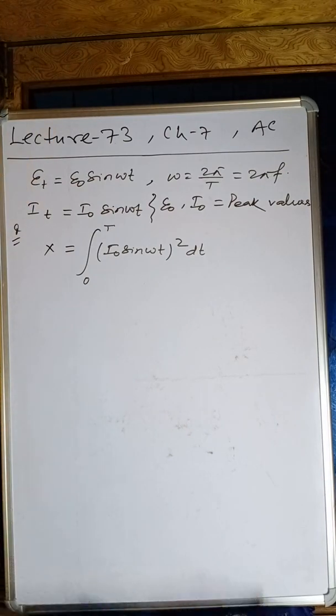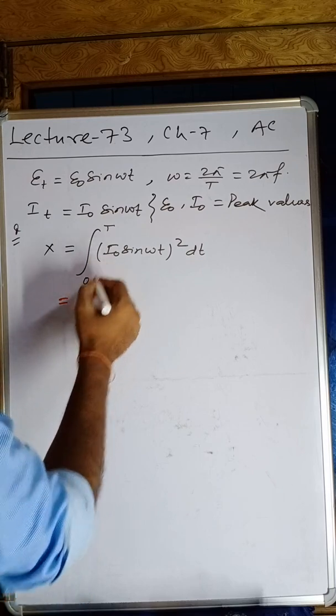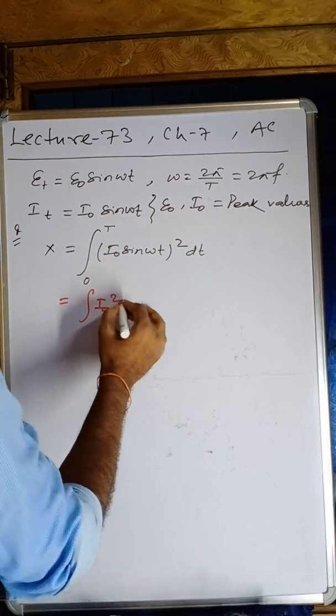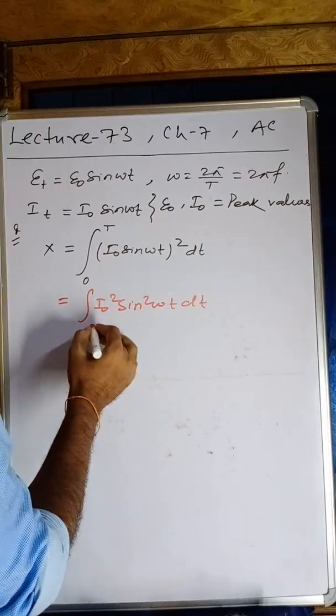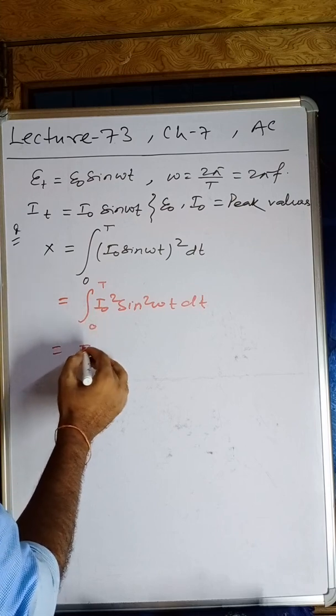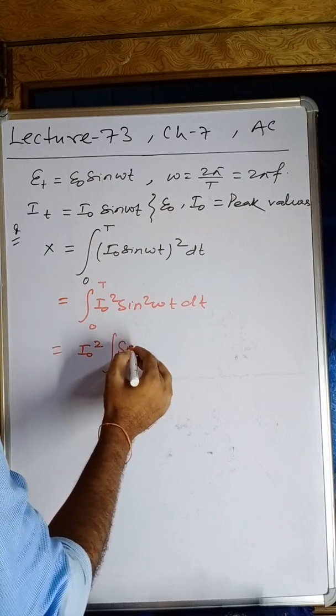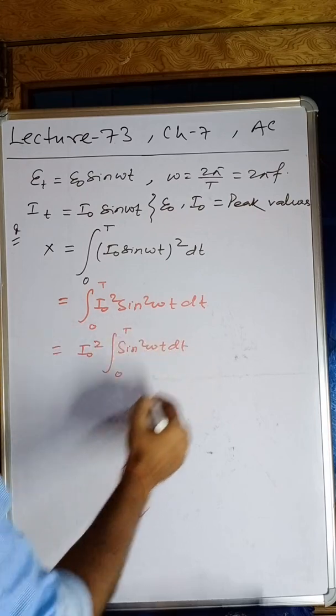Now I'm going to solve this question. I know that many students can solve it; this is not a very difficult integration, and you have studied it in standard 11th as well. So let me solve this one. We can write I naught square sine square omega t dt from 0 to the full cycle T. I naught is constant, so it is taken out, leaving sine square omega t dt for the full cycle.